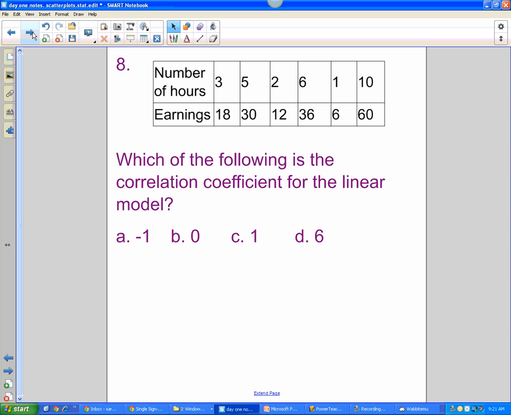All right, number 8. Which of the following is the correlation coefficient for the linear model? Riley K., what are we circling? So Madison, what letter is that? The R. So we have to get the R value. All right, we're going to go back to stat. That's going to be L1 and that's going to be L2 in the calculator. So go ahead and do it. Put it in.